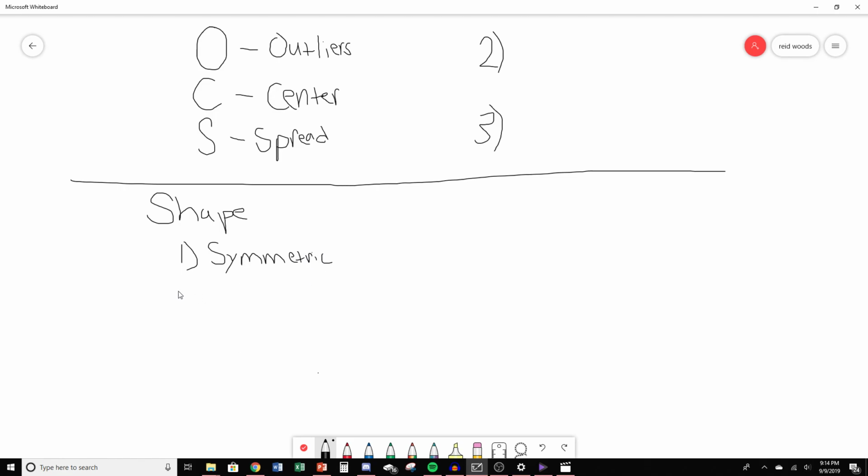Leave yourself some space for a definition. The second one is skewed to the left. And then the last one is skewed to the right. All right, so we're going to write down some more definitions on this.